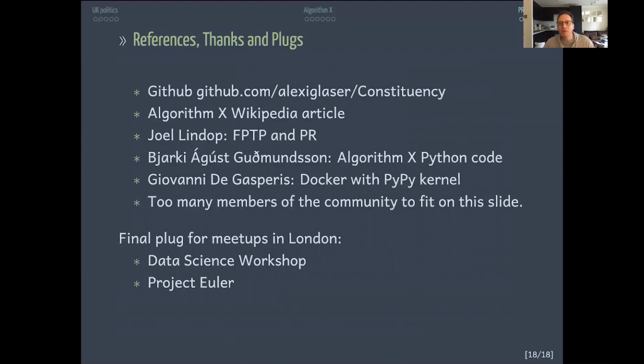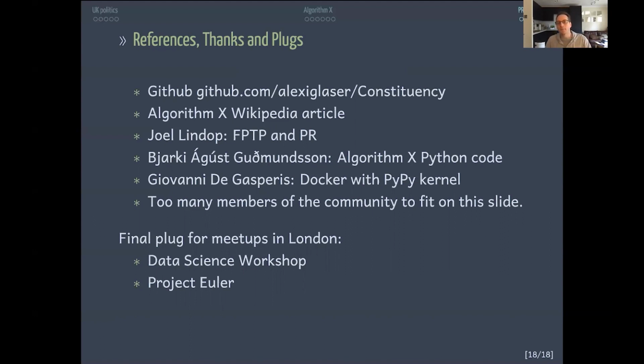One of the reasons I got into this was that a guy called Joel Lindop in December 2019 gave a talk at London R about first past the post and PR, and this got me started down this rabbit hole and thinking about these ideas as well. His paper is available there. I'm not going to attempt to pronounce the next guy's name, but he's the competitive Python programmer from Iceland who wrote Algorithm X Python code as well.